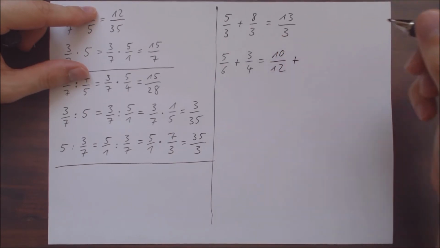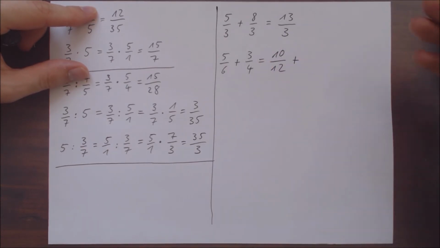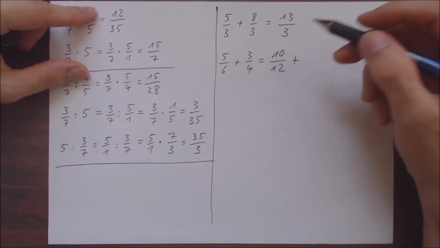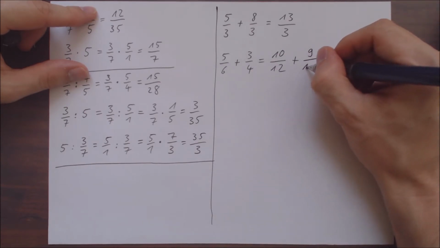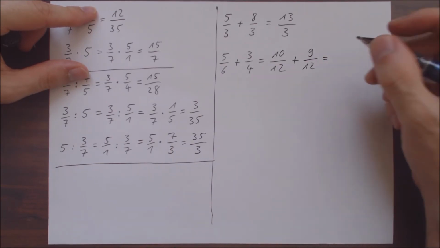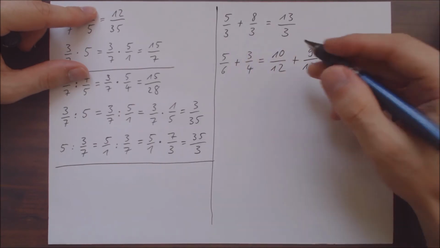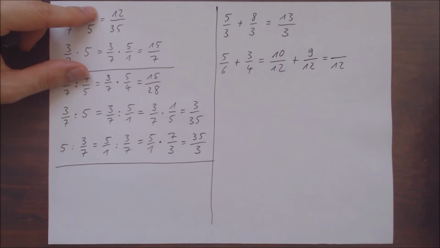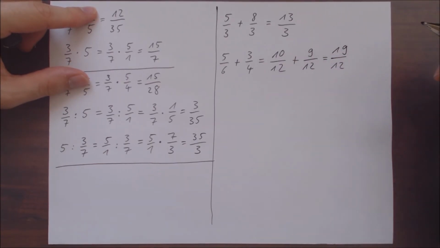10/12 plus, and the second fraction we have to multiply by 3, both top and bottom number, which is 9/12. Now we have two fractions that share the same denominator, so we keep the denominator just as we did here, and we add the top numbers. 10 plus 9 is 19, and that's it.